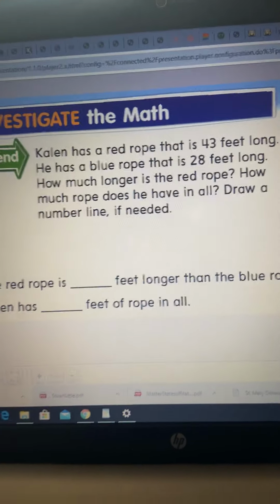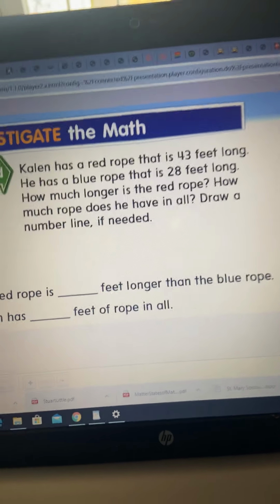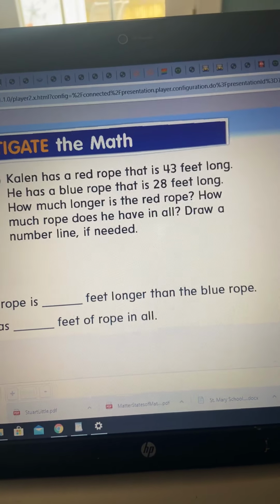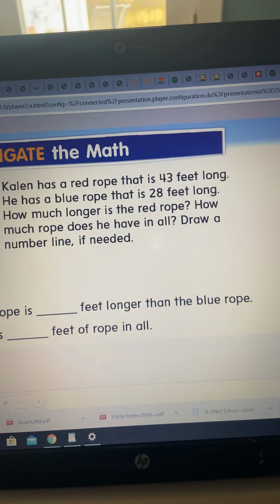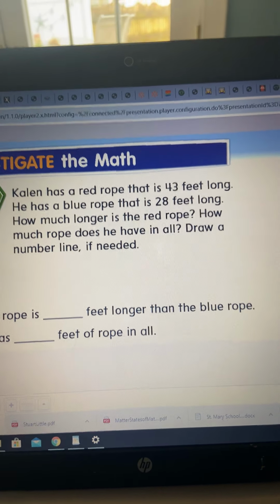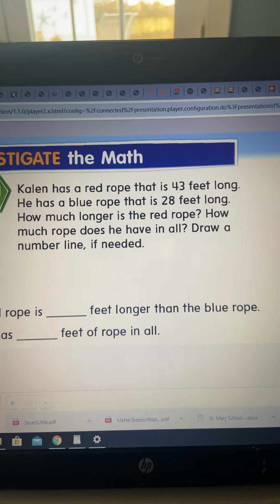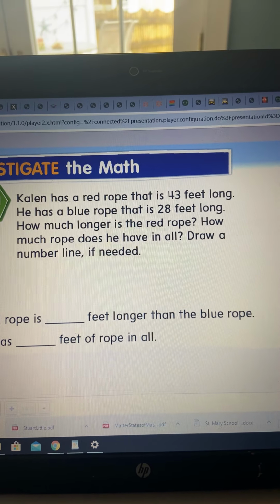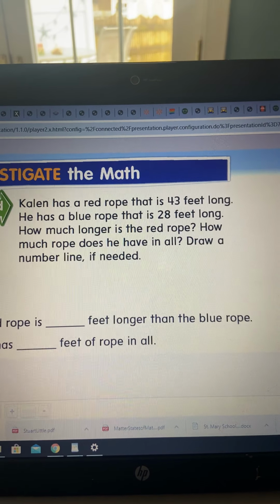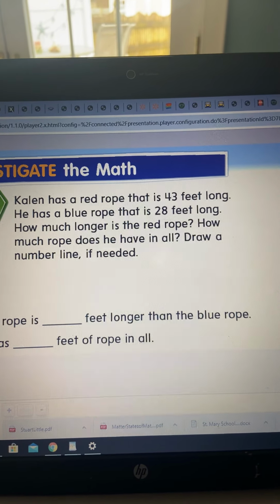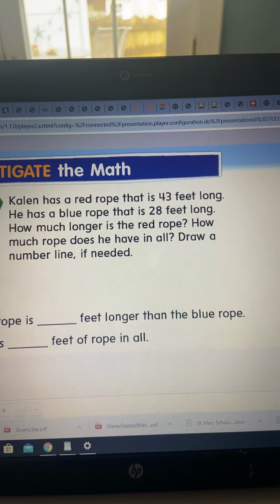Well, you could also solve this by doing addition and subtraction. If something is 43 feet long and something else, the blue rope, is 28 feet long, and you want to find the difference between the two, what will you do? Well, you would subtract. You would subtract 43 minus 28.